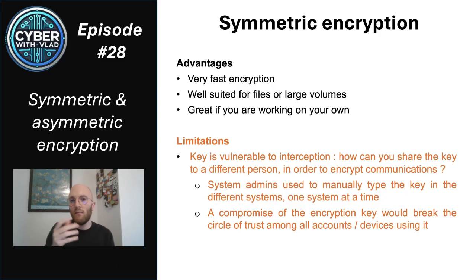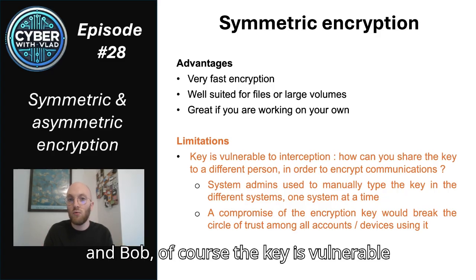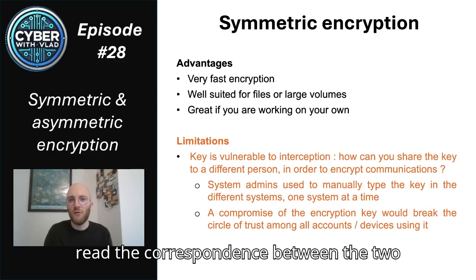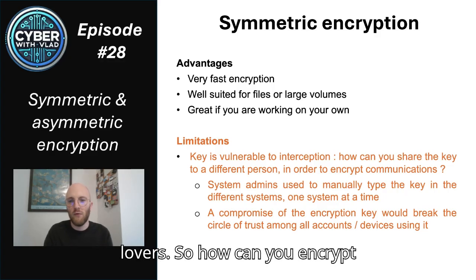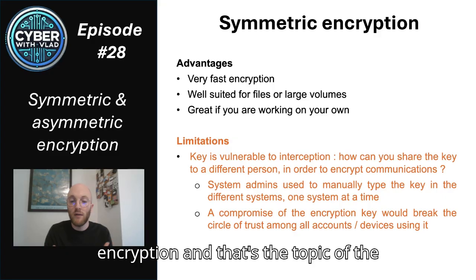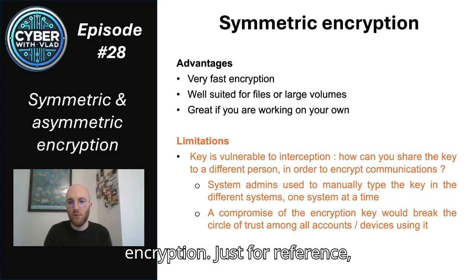And in this example where we have Alice and Bob, of course, the key is vulnerable to interception. And we don't want Eve to read the correspondence between the two lovers. So how can you encrypt that correspondence? You will have to come up with a different kind of encryption, and that's the topic of the day. That's what we will call asymmetric encryption.